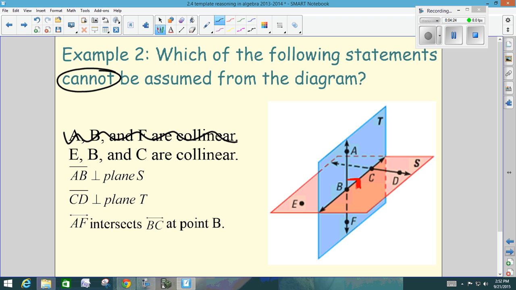How about E, B, and C? Can we tell if those points are collinear? Why not? Yeah, B and C are already on their own line and E isn't. And I can't bend this line to touch E because then it becomes a curve and it's no longer a line. So this is something that we can't assume.